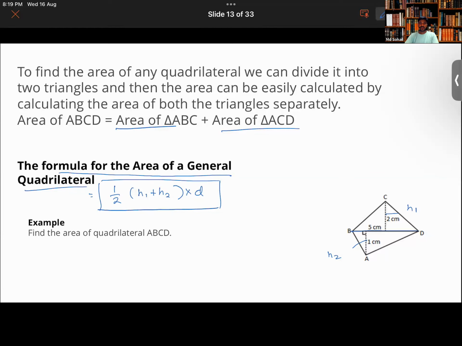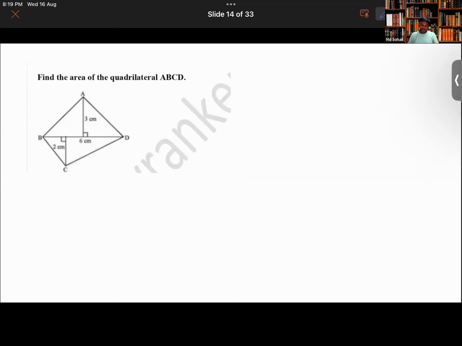All right, now Arhan and Arham. Arhan, you can also keep your camera on the class. That's better. So I know you guys would like to solve one more question using that formula. Solve this question.